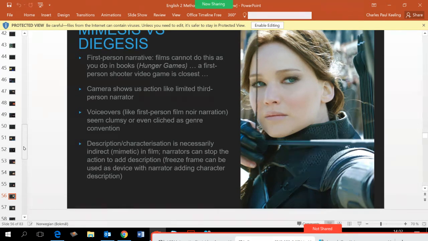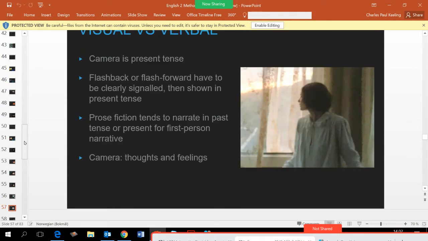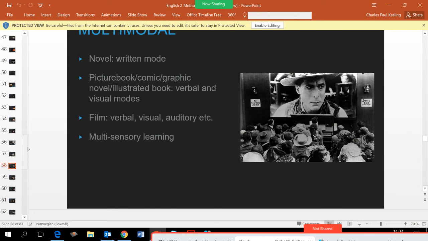So we discussed that. We looked at the Hunger Games, and we've tried to explore that in lots of other books as well. The camera is present tense, and the flashback and the flash forward have to be clearly signaled. It's quite interesting, as opposed to the narration in the past tense. This is film. We've got quite a way to go. So yes, we looked at it.